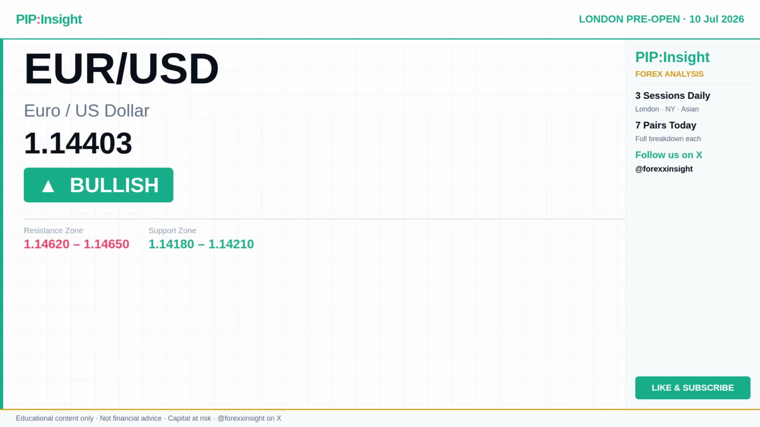Euro dollar. The chart is showing tentative bullish structure on this session. The 4-hour trend is to the upside. Resistance is marked between 1.1462 and 1.1465. Support is marked between 1.1418 and 1.1421. Here is the full chart breakdown.